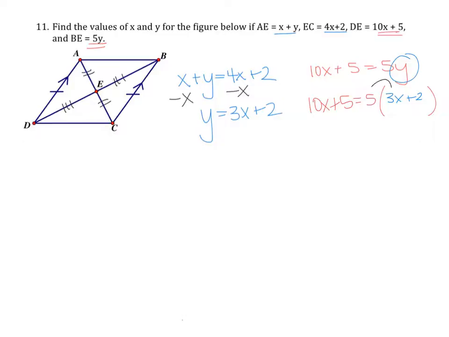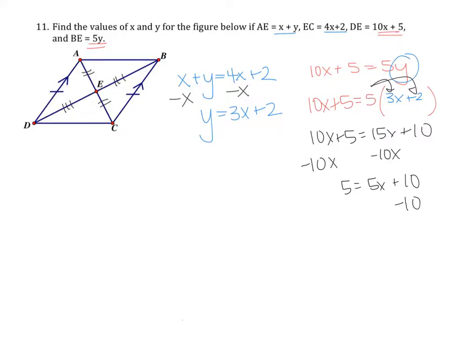To solve this, first thing I need to do is distribute. So 10x plus 5 is equal to 15x plus 10. I'm going to get my x's together on one side by subtracting 10x on both sides. Get my numbers on the other side, so I'll subtract 10 on both sides. And then finally, to get x by itself, I divide by 5, and x is equal to negative 1.